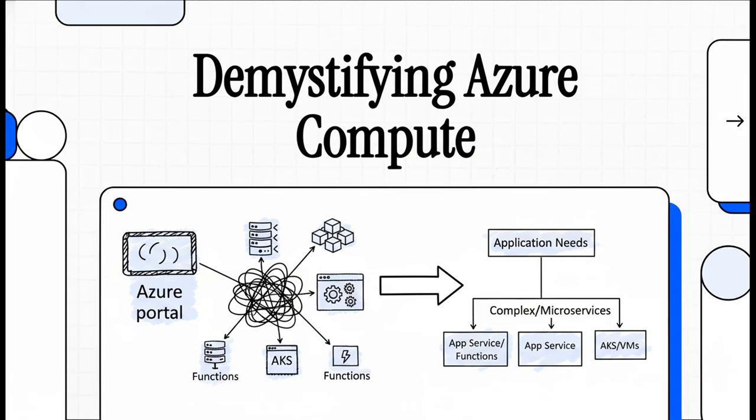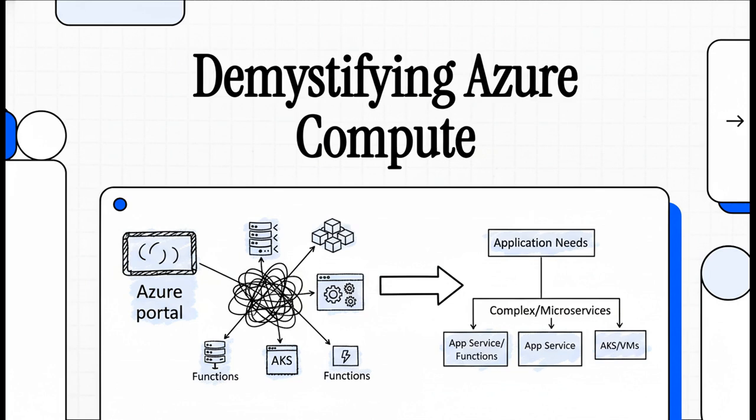So, you're ready to build something awesome in the cloud. You fire up the Azure portal, and bam, you're staring at this giant list of options. VMs, App Service, AKS, Functions. It's a lot. Where in the world do you even begin? Well, in this explainer, we're going to slice right through all that confusion.